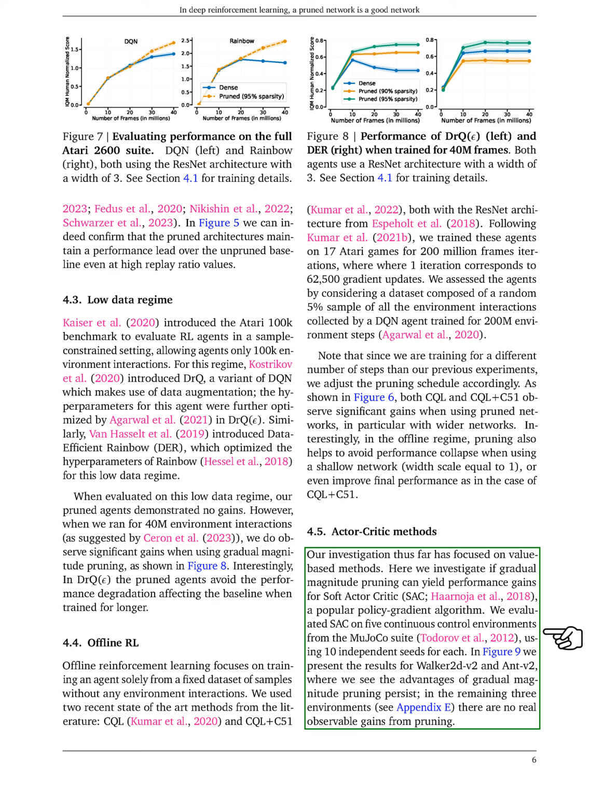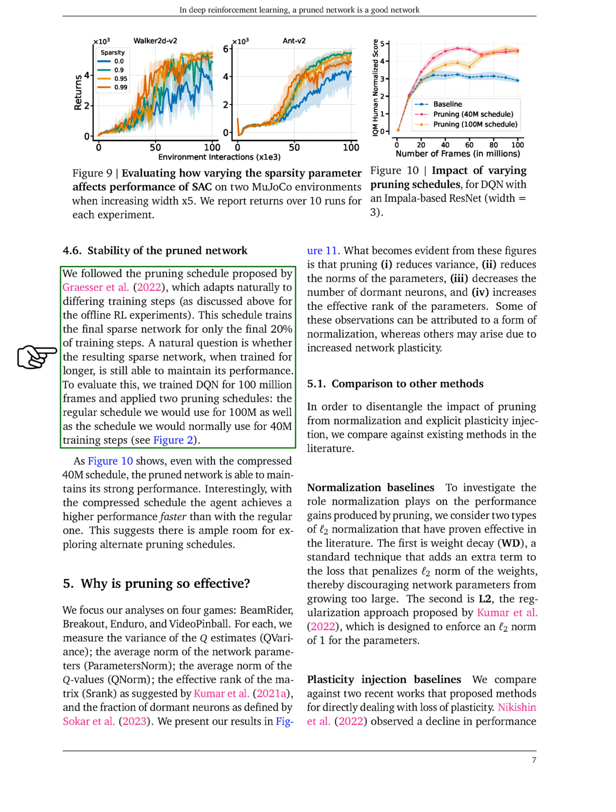Section: Stability of the pruned network. In this section, we delve into the stability of networks that have undergone pruning. We adopted a pruning schedule that adjusts well to different lengths of training, a method we previously discussed in the context of offline reinforcement learning experiments. Specifically, this approach involves training the final, sparser network for just the last 20% of the training steps.